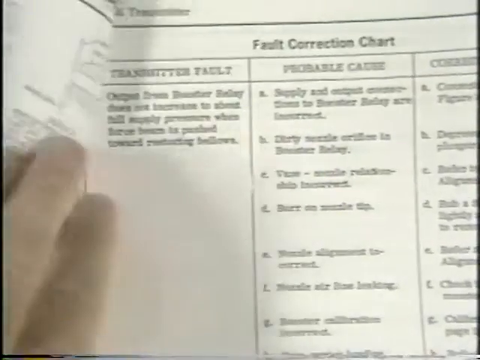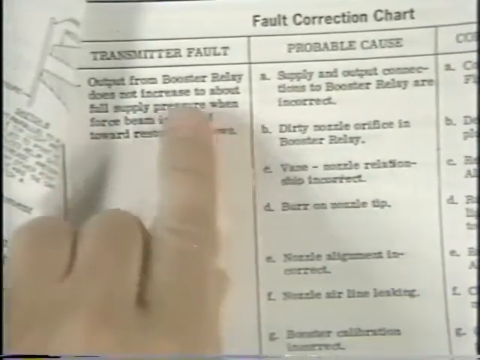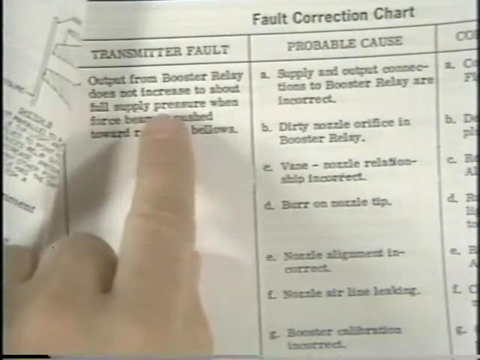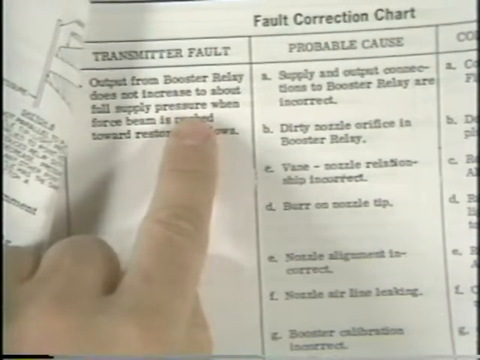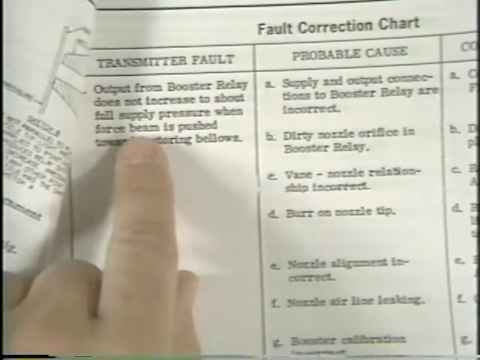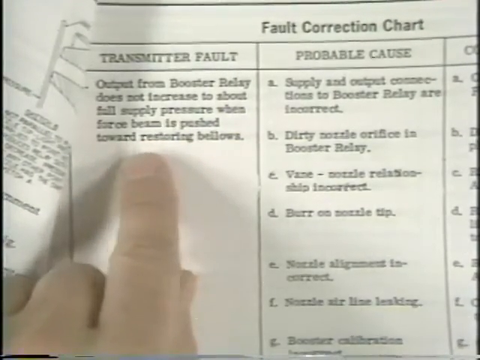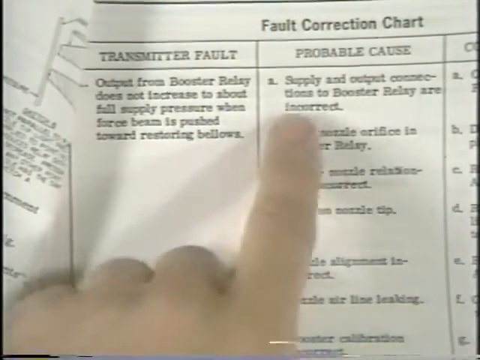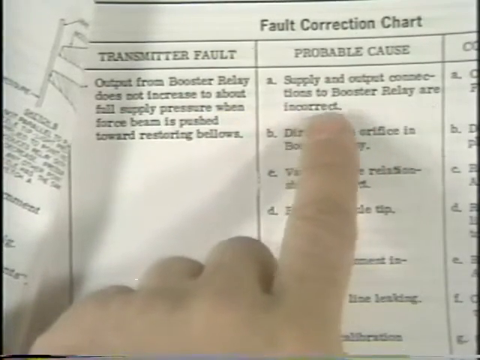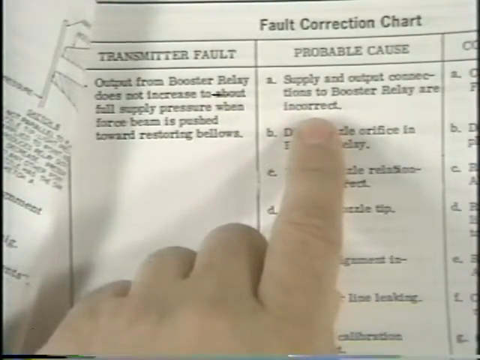There's a number of procedures in here that I can follow in making checks to the transmitter while I'm trying to find its problem. Here's the fault correction chart. Let's see what it says. Output from booster relay does not increase to about full supply pressure when force beam is pushed towards restoring bellows. Let's see what it says. Supply and output connections to booster relay are incorrect.